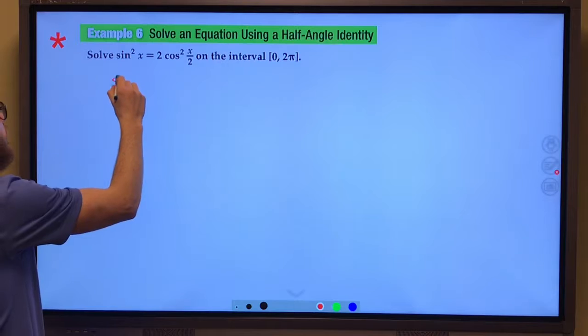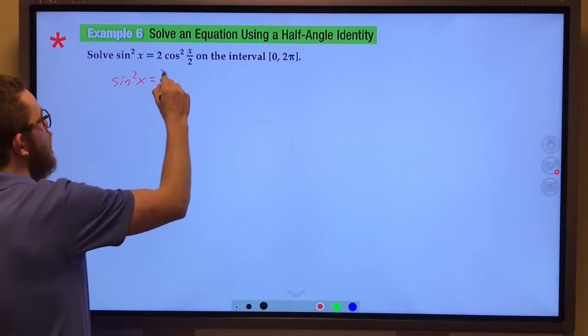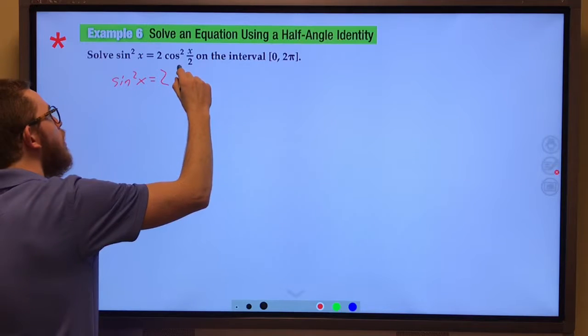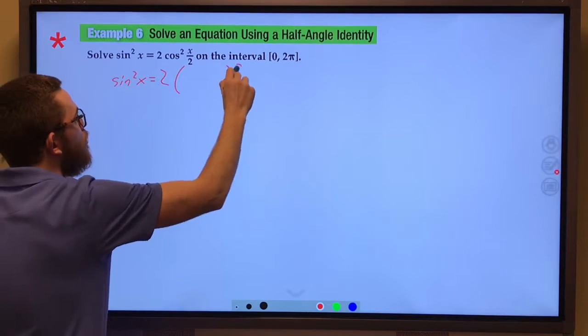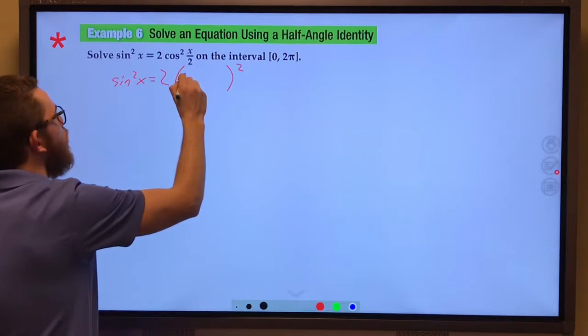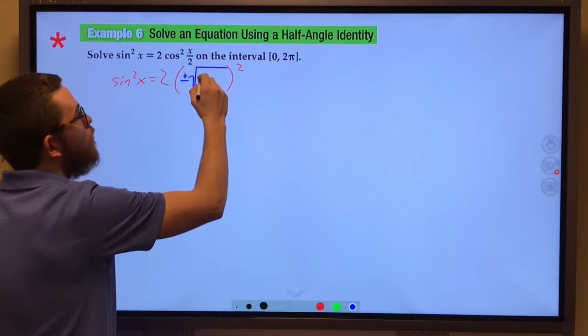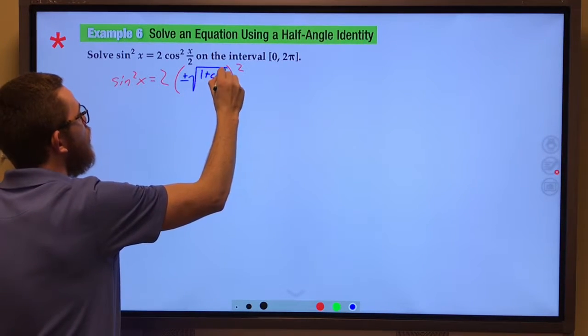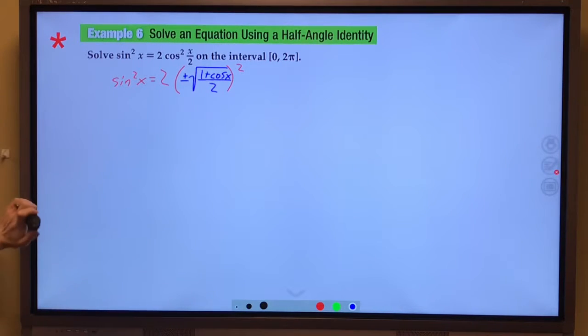So I'm going to leave this sine squared by itself, at least for right now. And I've got 2, and I'm replacing this cosine squared of x over 2 with my identity, which is plus or minus the square root of 1 plus cosine x over 2.